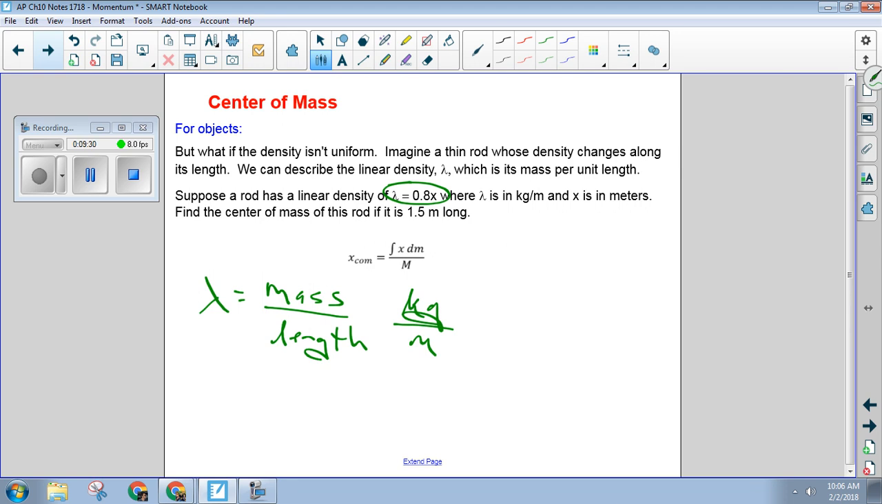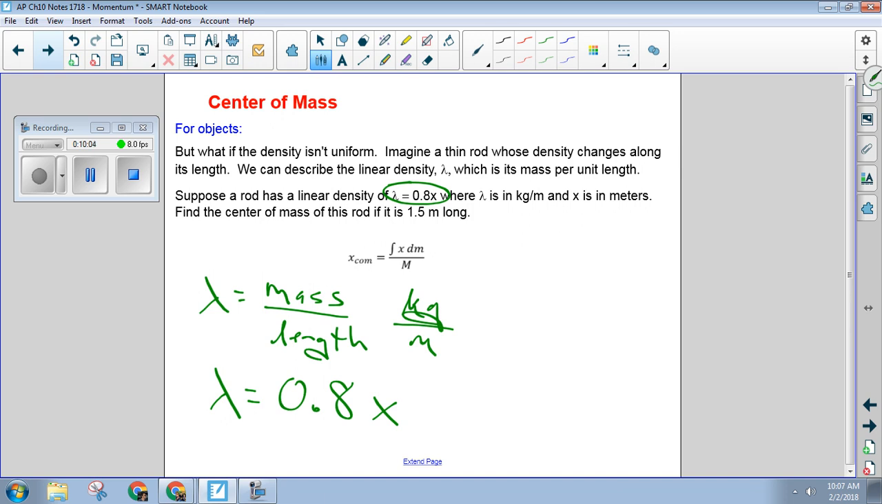So in the situation I just described, let's suppose that it gets more and more dense as you go along the length. The way these problems will be set up is you'll be given an expression for the linear density. On this sheet, there's our expression. At the 0 end, our density would be 0. At the 10 centimeter mark, our density would be 0.08, etc. So it's getting more and more dense as you go along the length. Does that make sense?